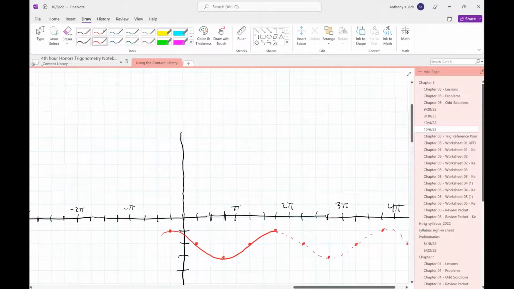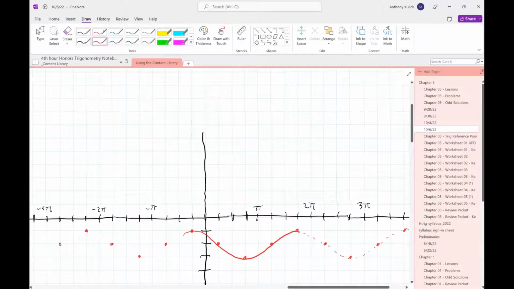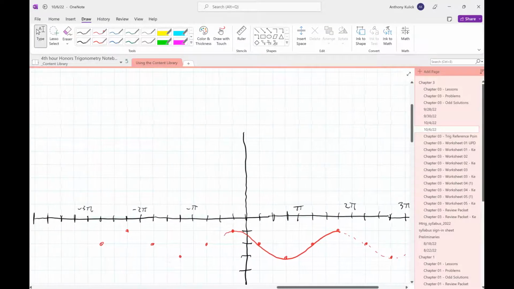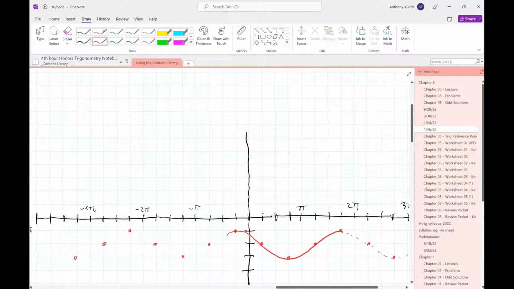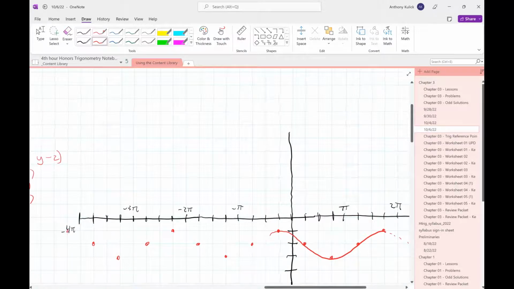And in the other direction, we'll go midline, minimum, midline, maximum, oops, too many, maximum, midline, minimum, midline, maximum.